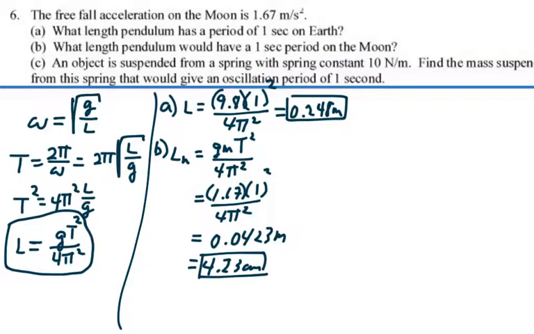So one length on the Earth is about 1/4 of a meter. The other length is only 4.23 centimeters on the moon, because the moon's gravity is so much weaker and it's not going to pull it down as fast.